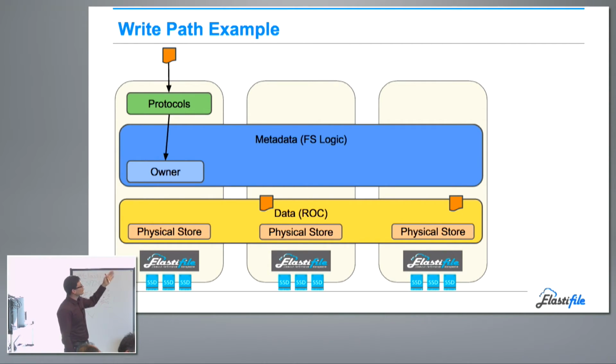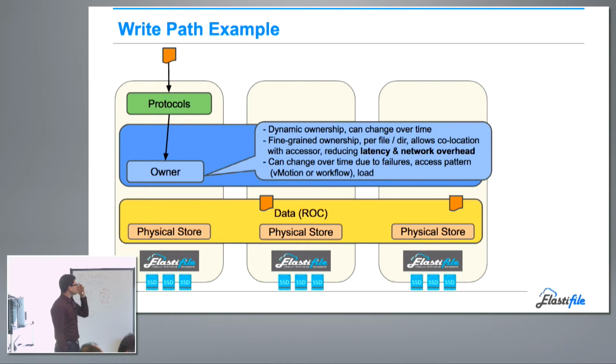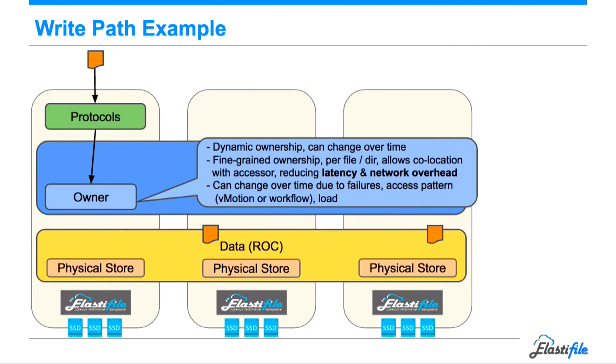In this case, the owner is co-located with the accessor, with the protocols there. It doesn't have to be that way. In the case where you have multiple clients accessing the same file, it can go across nodes. And this is where we get all of the nice scaling features of our metadata. So we have the dynamicity of ownership, which means that the ownership can move to be co-located with the accessor.